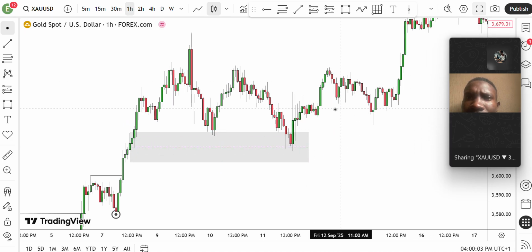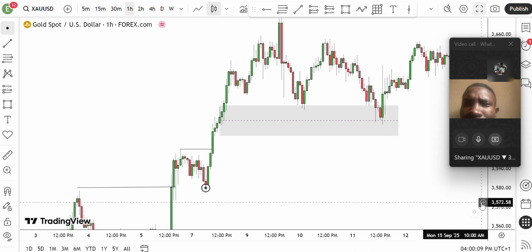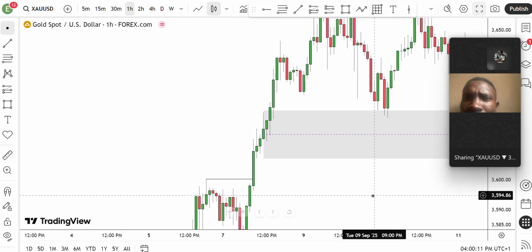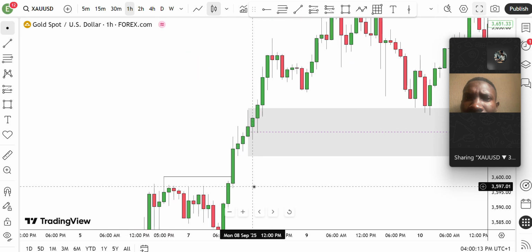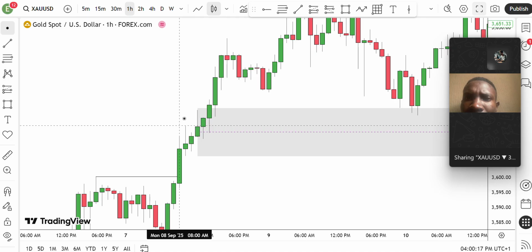All of the leg that sponsored this one that I was taking trade from came from here, came from there. So that's the imbalance.